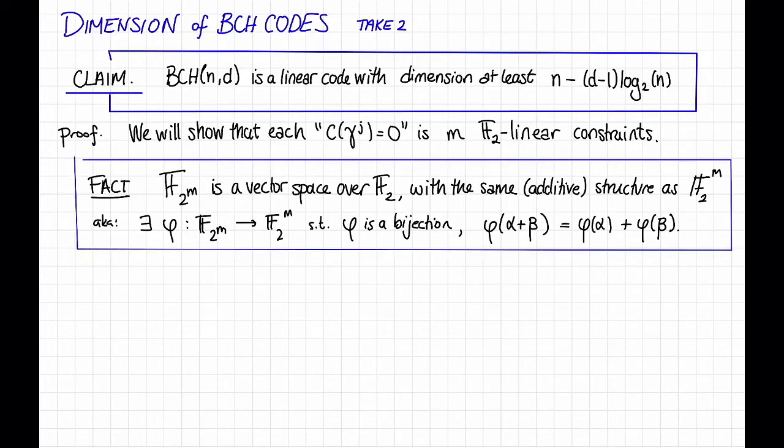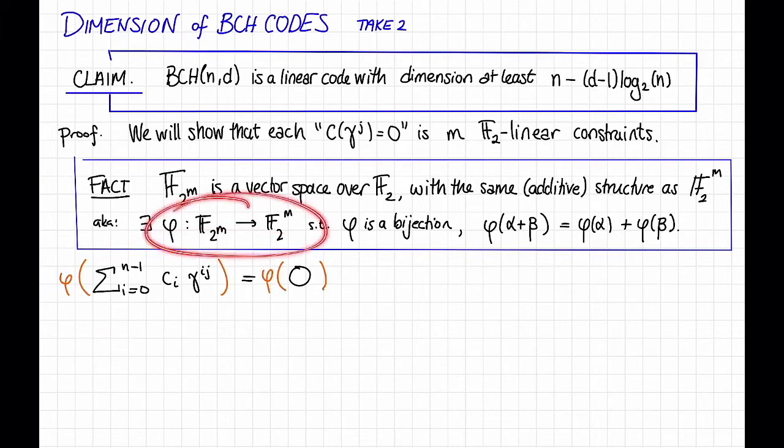So our goal, again, is to show that each of these constraints is actually m different f2 linear constraints. So let's write down what each one of those constraints means. Formally, it means that the sum from i equals 0 to n minus 1 of ci times gamma to the ij is equal to 0. Let's consider what happens if we view this equation in vector space land. So formally, let's take phi of both sides of this equation, where phi is this map here that turns my field into my vector space.